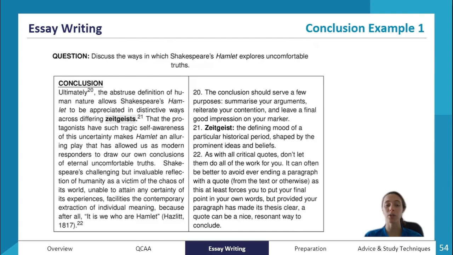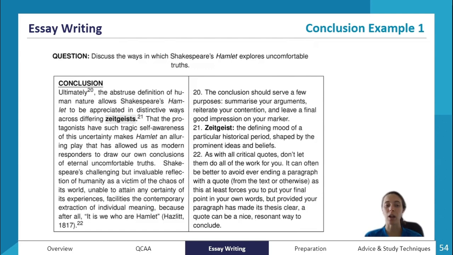We've actually got a quote in this case to finish off, and that is not a requirement, but it is something that you can do. Just don't let them do all the work for you. Sometimes it can be just safer to avoid ending a paragraph with a quote from the text or elsewhere, because this would allow you to put your point in your own words, which has its certain strength and shows your own understanding of the text.